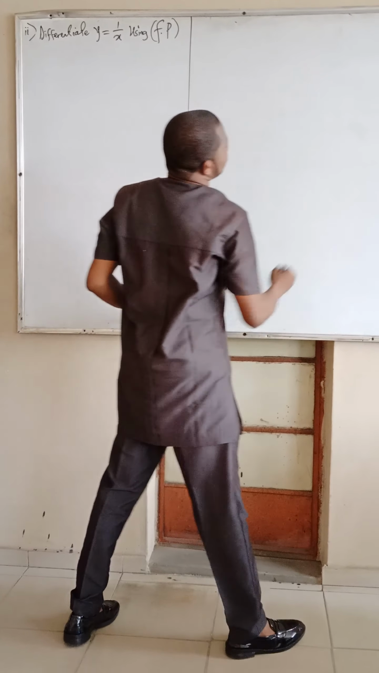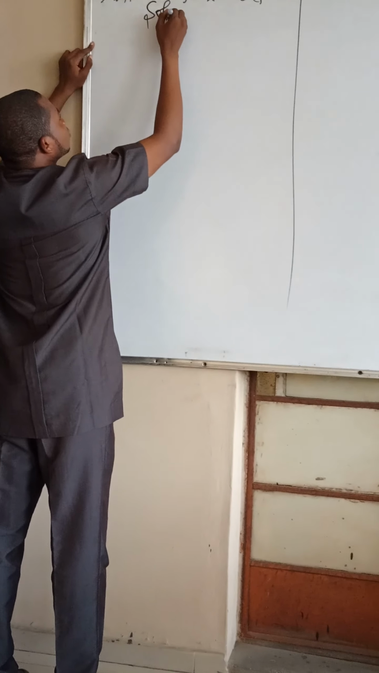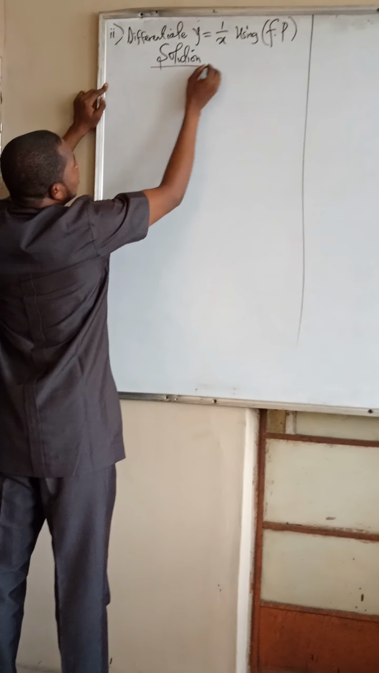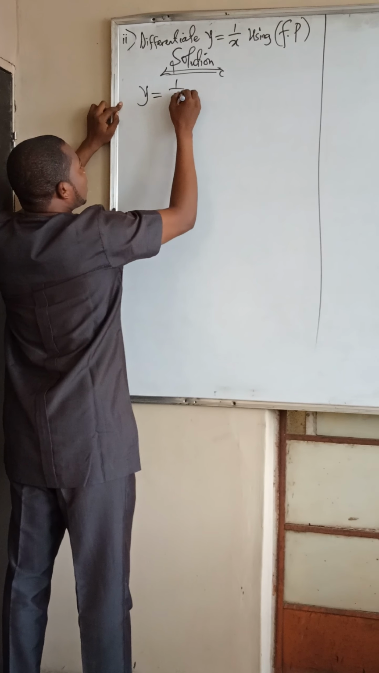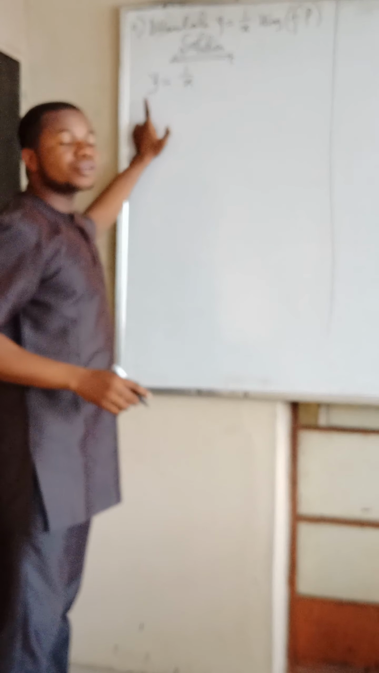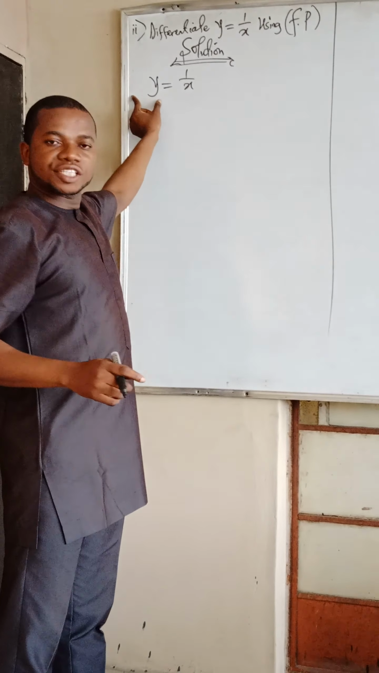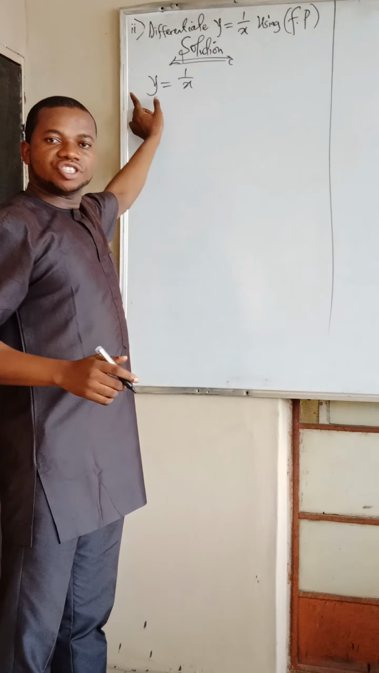Okay? So I have the solution. I have y is equal to 1 over x. For this concept, I told us that for every y, there is a corresponding change in y. For every x, there is a change in x. So with this, I have y plus change in y is equal to 1 over x plus change in x. So once you've done something like this, you are good to go.